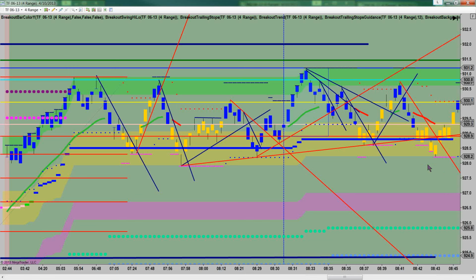That's close enough for right now. And see how it perfectly did there too? It's amazing how they'll do that. See that first thrust retrace? That's actually where that trend line went. Let's watch it and see if it closes below it.